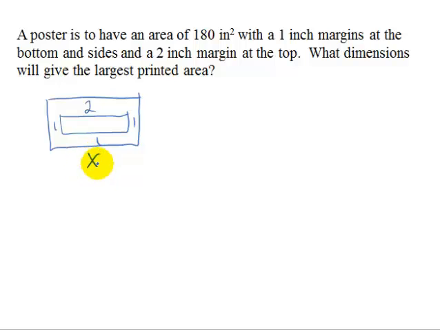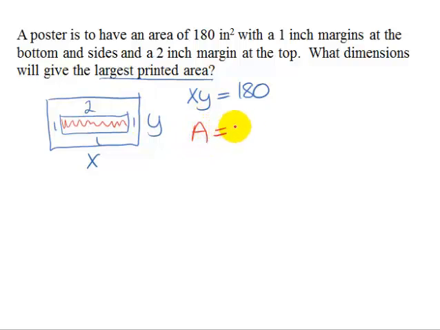So let's give it dimensions x and y, and the first thing we know is x times y needs to equal 180. Now we're interested in the dimensions that will give the largest printed area, so the printed area would be this right in here. So let's express the printed area.